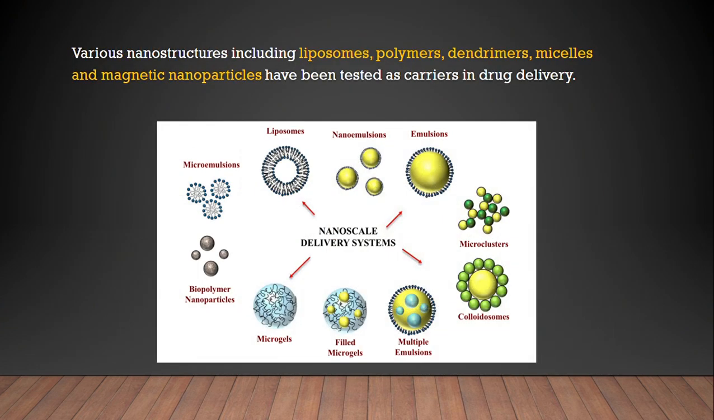Various nanostructures including liposomes, polymers, dendrimers, micelles, and magnetic nanoparticles have been tested as carriers in drug delivery. And you can see in the picture some nanoscale delivery systems like microgels, filled microgels, emulsions, nanoemulsions, microclusters, liposomes.